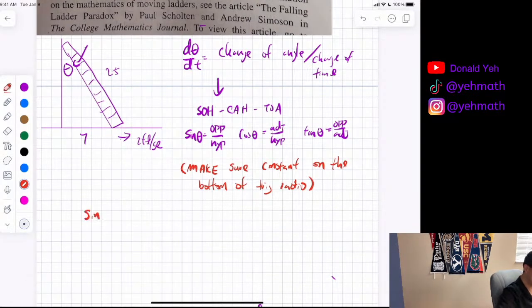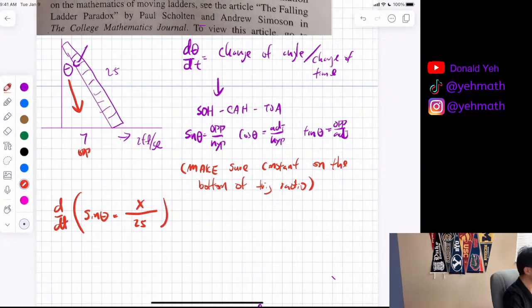Sine is good. There's two reasons why it's good. The hypotenuse is 25, which is constant on the bottom. X is on the top. Why x? Because it's opposite from the theta. You know sine theta usually is y over h, but in this case, relevant to this, this is the opposite. Does that make sense? Now I'm going to take a derivative with respect to time.